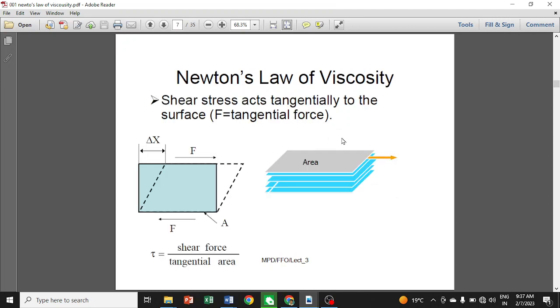So finally, what is Newton's law of viscosity? According to Newton's law of viscosity, shear stress acts tangentially to the surface. This is the area. We can see here the various layers of fluid, force and area. Tau is the shear stress. It is shear force upon tangential area.